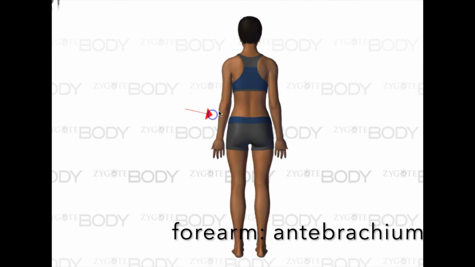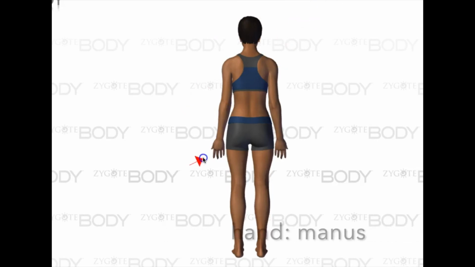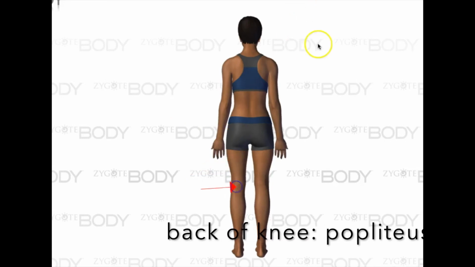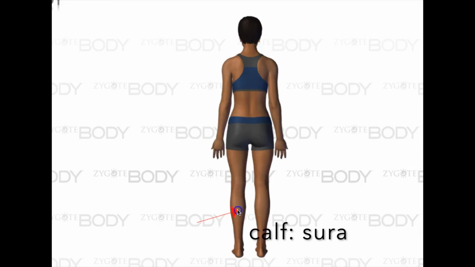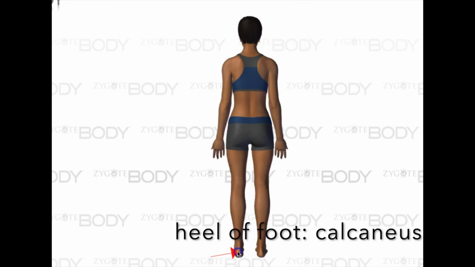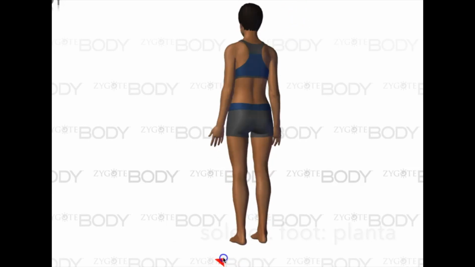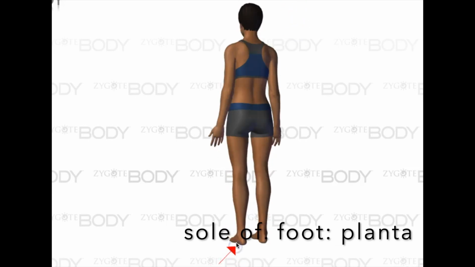Then we have the forearms that are called the antebrachium. Then we have the hand that is also called the manus. Then we have the buttocks, which is called the gluteus. And then we have the thighs, which is called the femur. And then we have the back of the knee, which is called the popliteus. Then we have the calf, which is called the sura. Then we have the heel of the foot that is also called the calcaneus. And then we have the sole of the foot, which is called the planta.